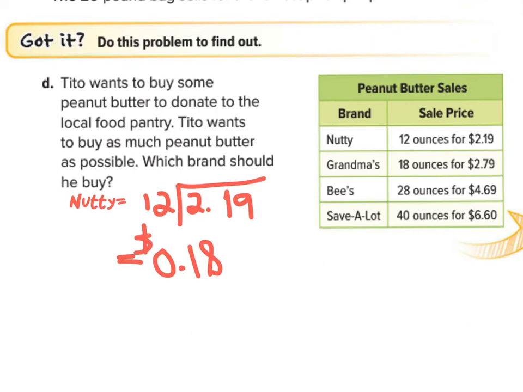So now we're going to do the same thing for Grandma's, Bee's, and Save-A-Lot. If you want, you can pause the video now. You try it, and then play the video to watch the rest and see if you did it correctly. Pause now.